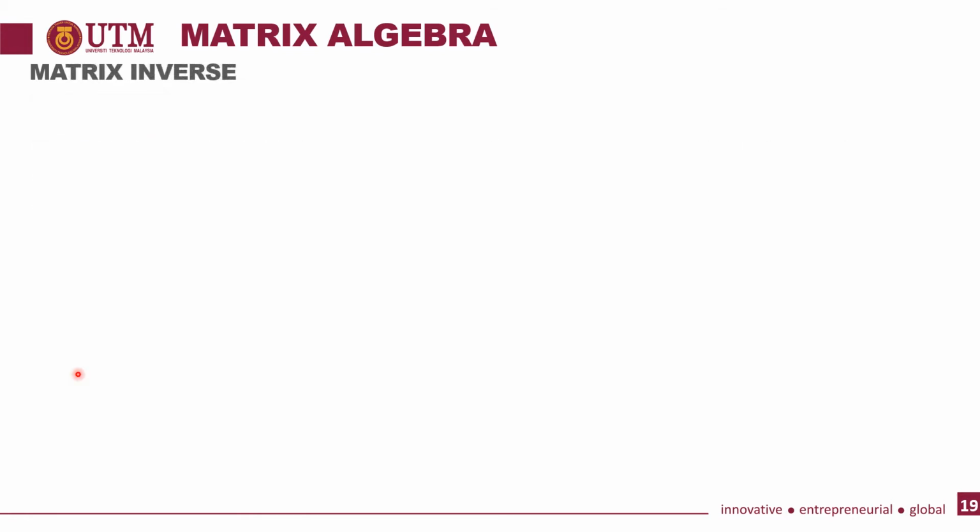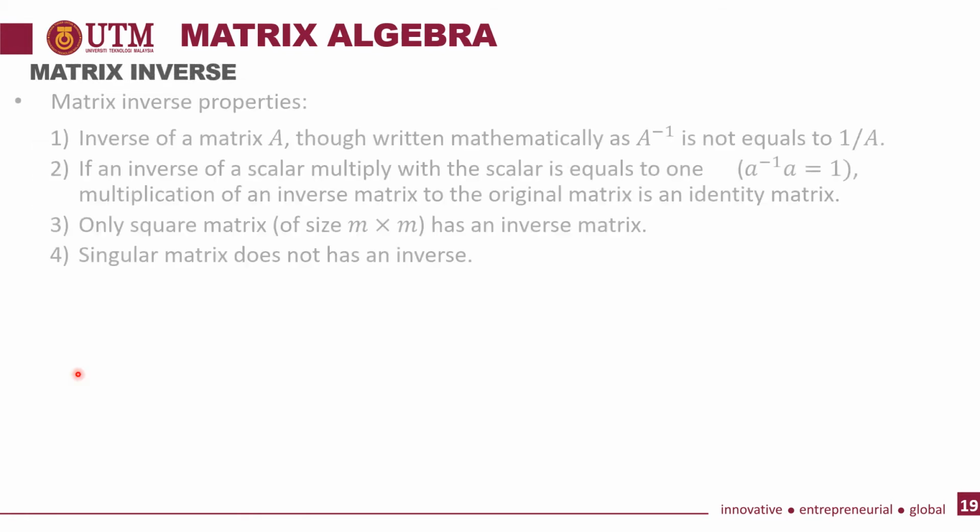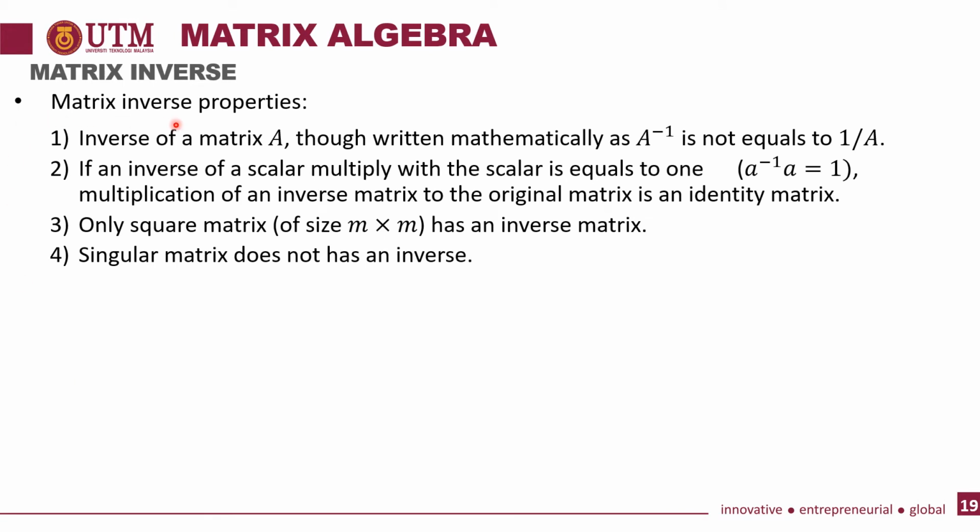Alright, next we'll take a look at the matrix inverse. So, matrix inverse properties. The inverse of a matrix A, written mathematically as A to the power of -1, is not actually equal to 1 over A. So you must know the differences. A to the power of -1 is not equal to 1 over A for a matrix.